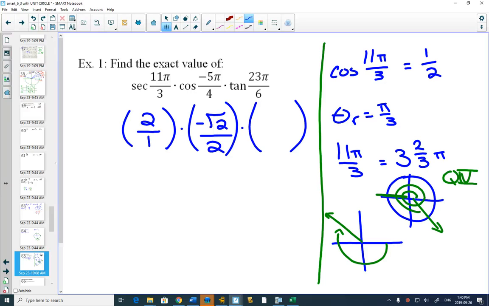Tan of 23 pi over 6 is equal to 3 5/6 pi. So again, if you go 3 to the negative x-axis, 5/6 is more than half. It's going to end in quadrant 4. Tan is negative in quadrant 4. And tan of pi over 6 is root 3 over 3.